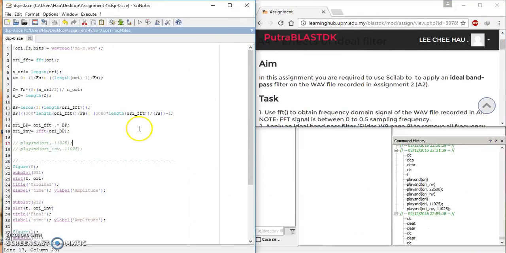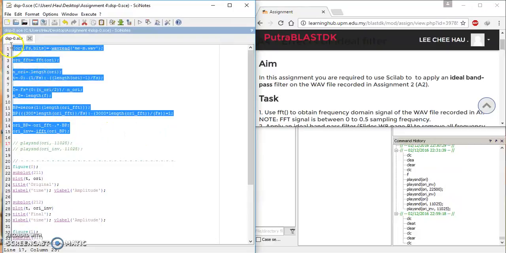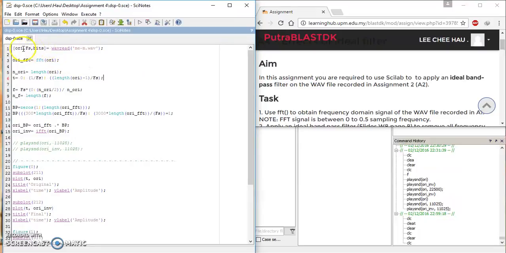Okay, so this is the code used for this assignment. The first step is reading the original wave file, which undergoes FFT, and then we get the number of samples here. These are all the axes and the frequency. Why divide by 2? Because of the Nyquist theorem and the mirror effect, we just get half of it, and this is the length. So now let us run the code.